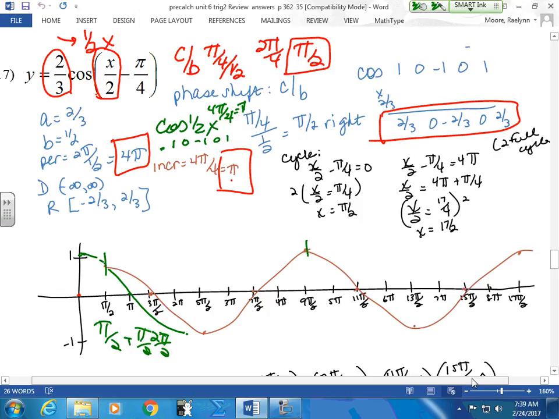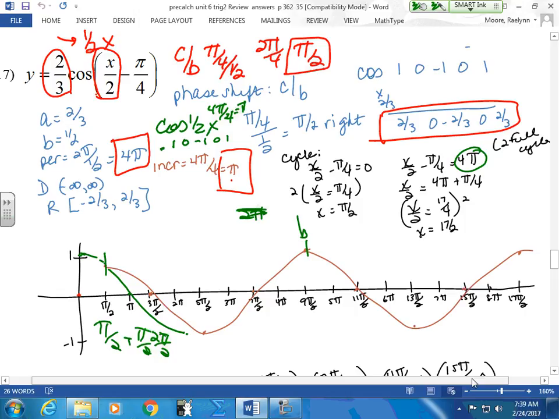9 pi over 2, if you did, I set mine equal to 4 pi. If you did set yours equal to 2 pi, that is right here at 9 pi over 2. That is one full cycle. I just asked you to do 2, so I doubled mine. Oh, no, I see what you're saying. I thought here's my 2 pi. 9 pi over 2 is not 2 pi. This 9 pi over 2 is a little bit more than 4 pi, isn't it?